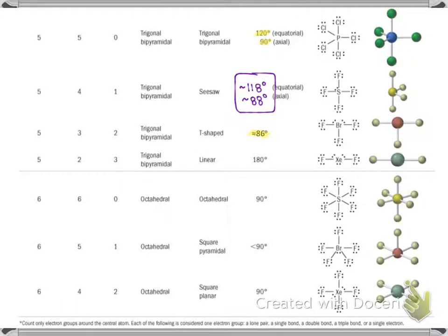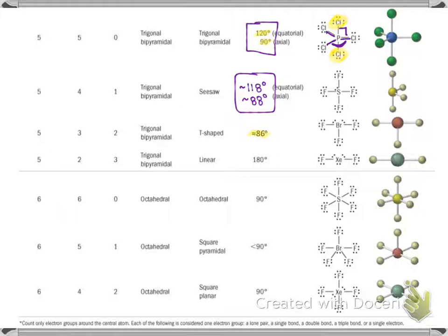The reason is there's these two axial positions on the top and the bottom, and then there are these three spokes of a wheel, and that's 120 degrees between the spokes of a wheel, but it's only 90 degrees between the top ones and the ones along the equator, the quote-unquote axial versus the equatorial positions. But hopefully when you see that in real life, it'll make a little bit more sense.